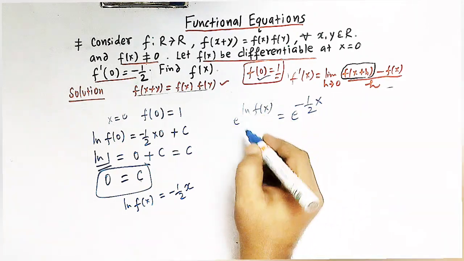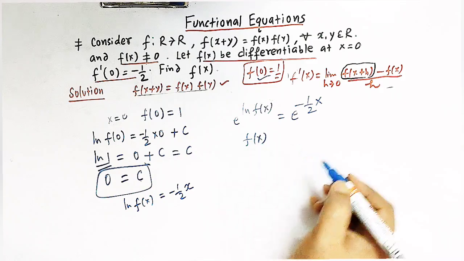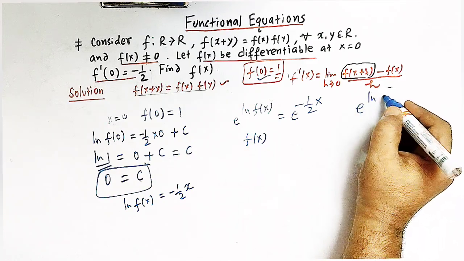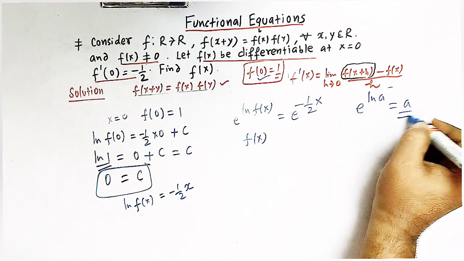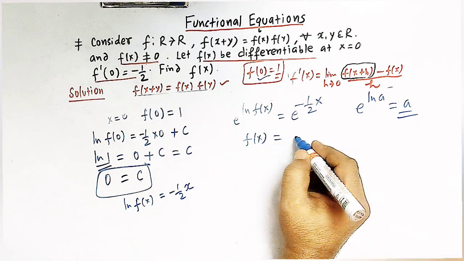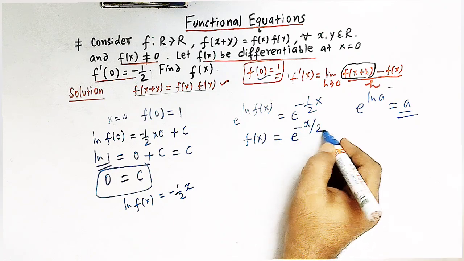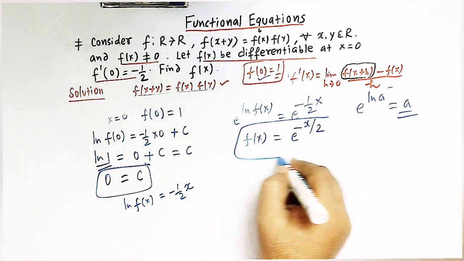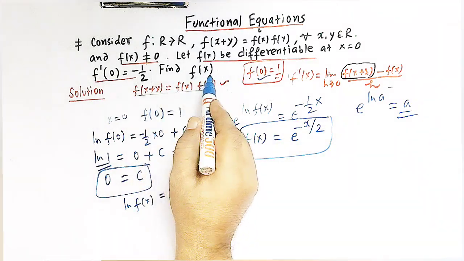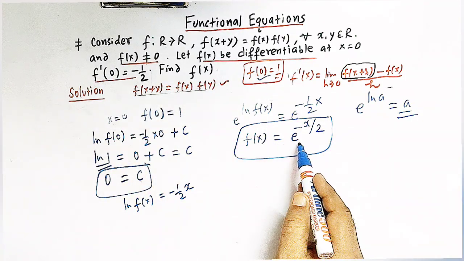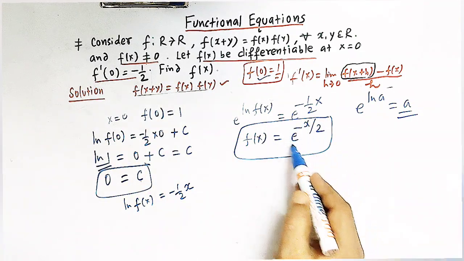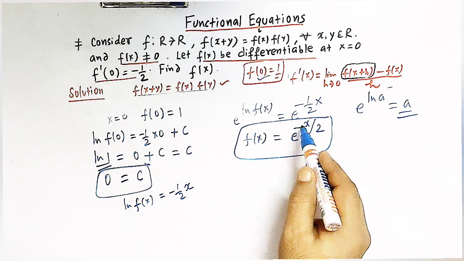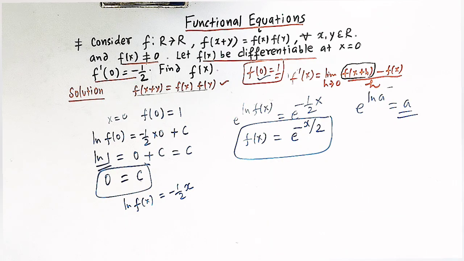So this term is simply equal to f of x, because we know that e raised to log of a is equal to a, and here we have e raised to minus x by 2. So viewers, the value of the function f of x is given by this exponential function, that is e raised to minus x by 2.